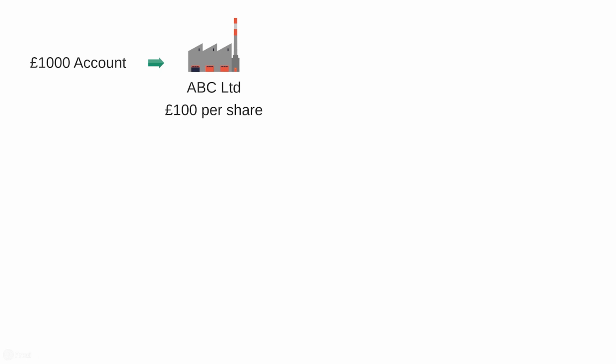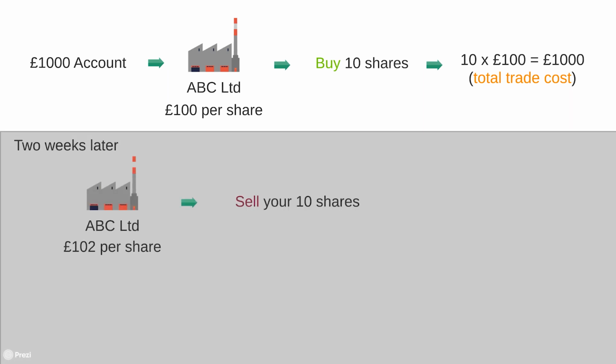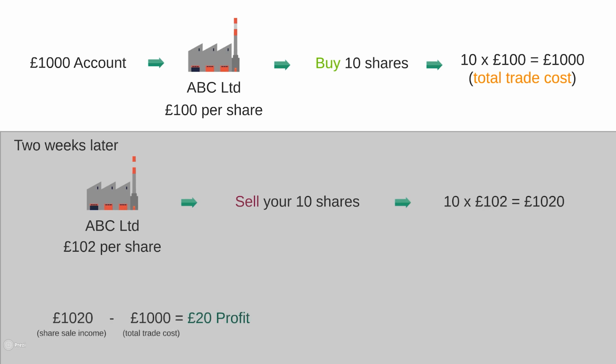Let's say for example you have an account of £1,000 and want to buy shares in ABC Limited. The current share price is £100, so using your £1,000 you can buy 10 shares, which you decide to do. 2 weeks later, the share price now sits at £102. You sell your 10 shares and realise a profit of £20. From your £1,000 investment, you have made a return of £20, which equates to a 2% return on investment.